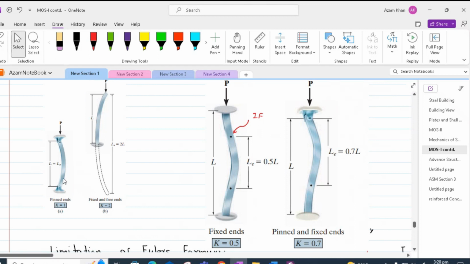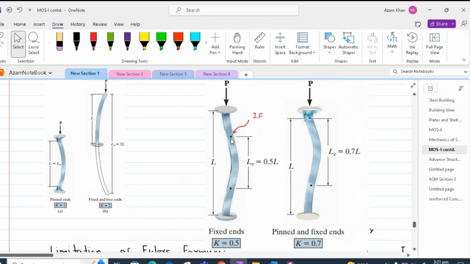Now, one important thing to realize here is that in the case of pin ends, we have a curving out profile of the column. In the case of other end conditions, we are trying to achieve the same curving out profile of the column. So for fixed and free ends, the deflected profile is half of the profile of pinned ends. Therefore, we complete our convex profile by putting effective length equal to 2L. If we draw a mirror image of this profile, we will get the same curving out profile as in the case of pin ends.